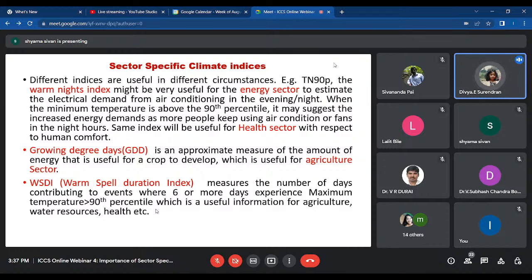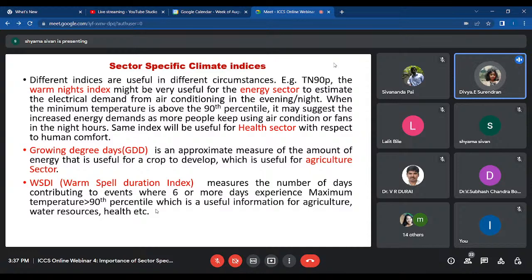In the same way, the same index can be used for the health sector, because when the minimum temperature is increasing, the comfort level of the body will be different. Comfort will be reducing. So the same index will be useful in another way for the health sector with respect to human comfort. So the application or understanding of indices is different for each index.